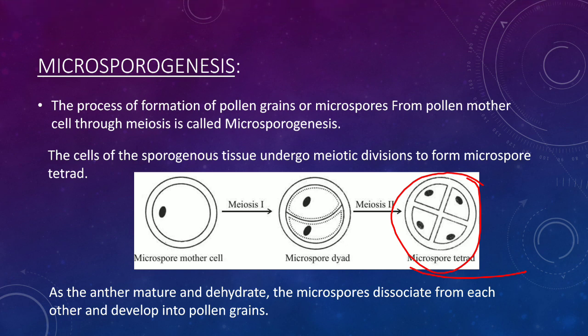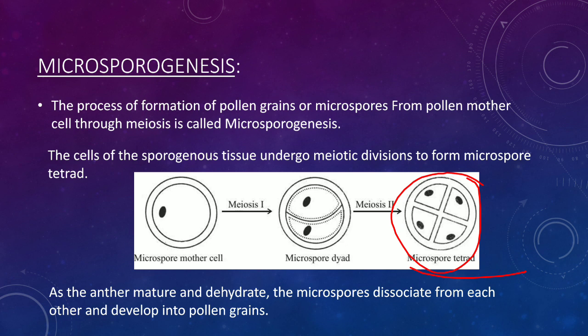As the anther matures and dehydrates, the microspores dissociate from each other and develop into pollen grains. Inside each microsporangium, several thousands of microspores or pollen grains are formed that are released with the dehiscence of the anther.